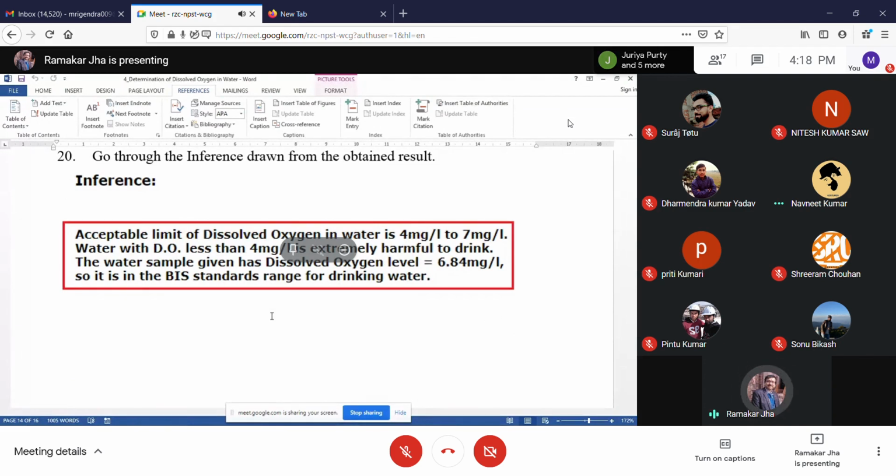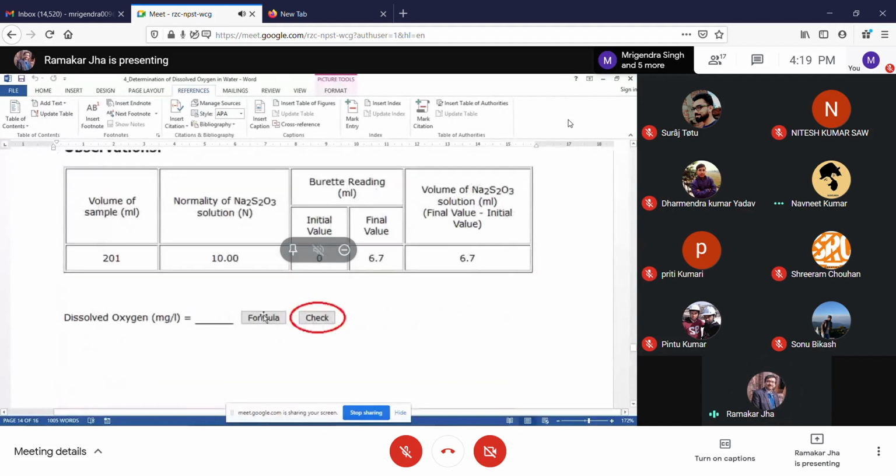The acceptable limit of dissolved oxygen in water is 4 milligrams per liter to 7 milligrams per liter. Water with dissolved oxygen less than 4 milligrams per liter is extremely harmful to drink. The water sample given has a dissolved oxygen level of 6.84 milligrams per liter. So it is within the BIS, Bureau of Indian Standards, range for drinking water. So here we got 6.7, and when we are converting the sodium thiosulfate reading to the dissolved oxygen, there is a formula.